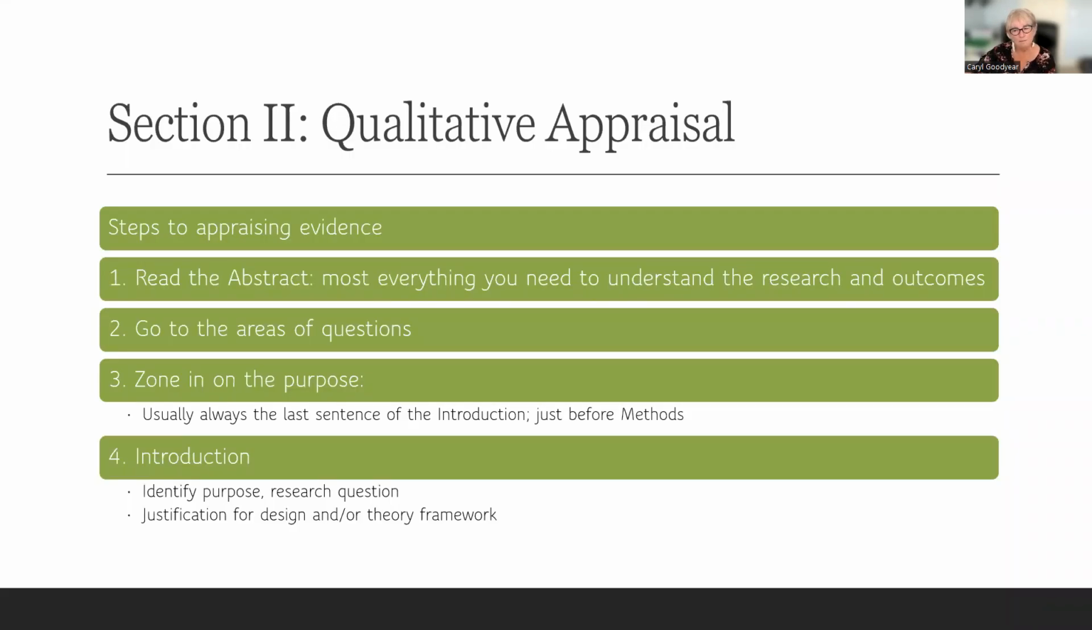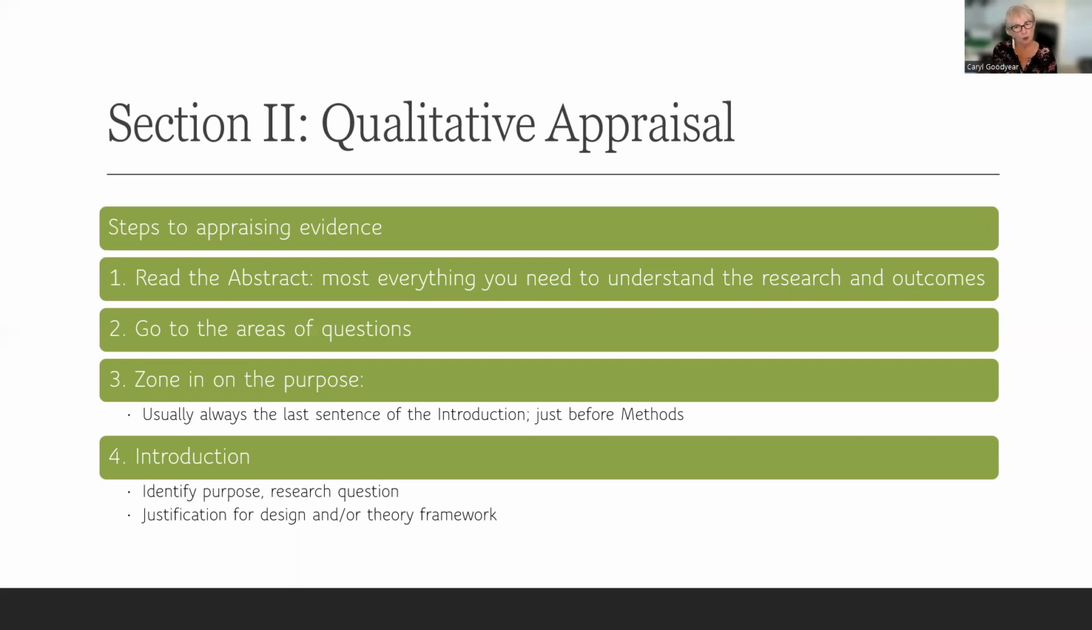So I open this up with steps for appraising the evidence, any kind of evidence. Number 1 is always to read the abstract. The abstract gives you most of everything you need to know to understand the research and the outcomes. And then I always go to the areas where I have questions. If I have questions about the abstract itself, I will deep dive into those specific areas of the article before I read the whole thing.